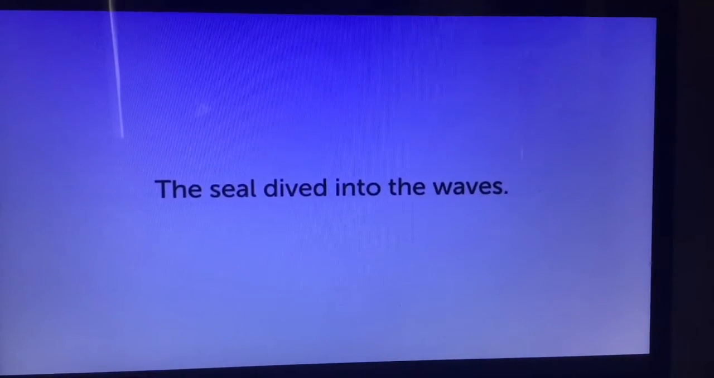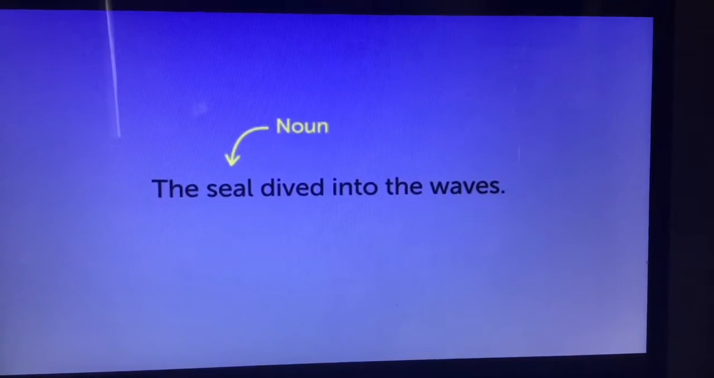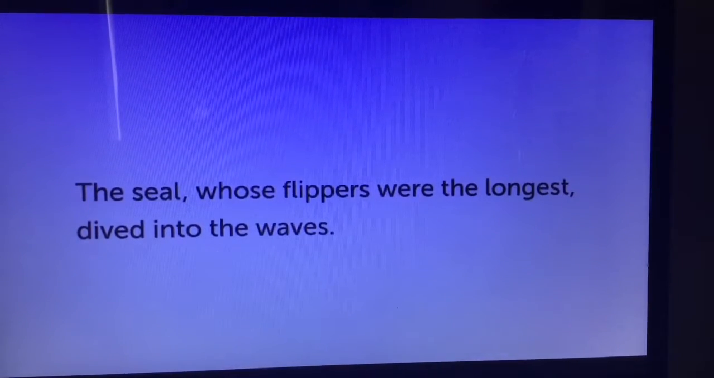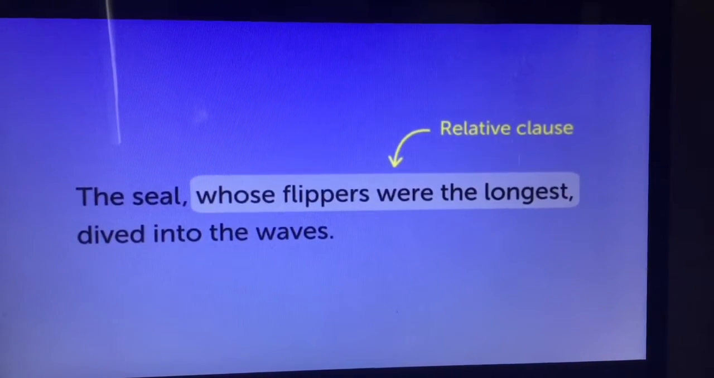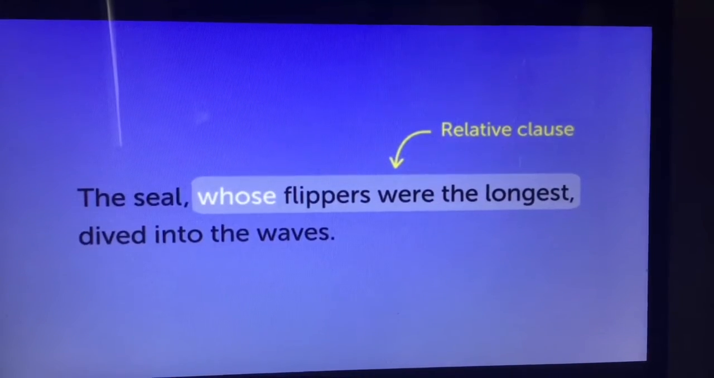The seal dived into the waves. Supposing there are many seals, how do you know which one the sentence refers to? Adding a relative clause about the seal, which is the noun, could change the sentence to the seal whose flippers were the longest dived into the waves. Whose flippers were the longest is the relative clause. It tells you that the seal the sentence is referring to is the one with the longest flippers. Whose begins the clause.